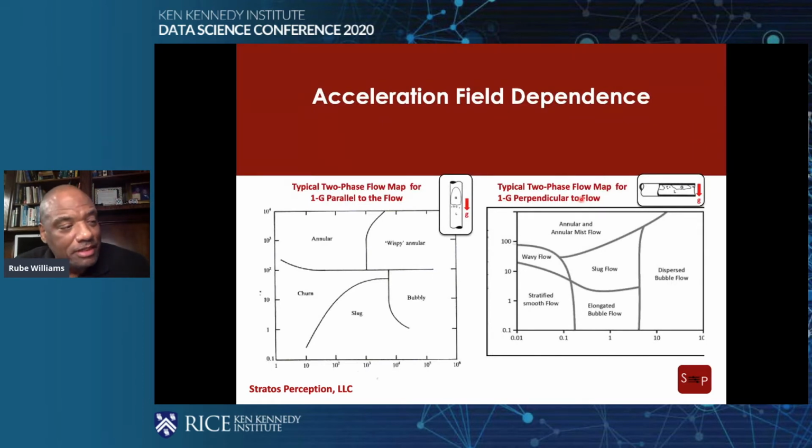Now, if that's not complex enough, the flow regimes are acceleration dependent. So here I'm showing on the left side a flow regime map, and on the right side a quite different flow regime map. But this is for the same system on the planet Earth experiencing 1g. There's no change in the acceleration field of the Earth. However, on the left, the flow channel is vertical. And on the right, the flow channel is horizontal to the surface of the Earth. And therefore, the acceleration field with respect to the flow in the channel is different, and you get different flow regime maps.